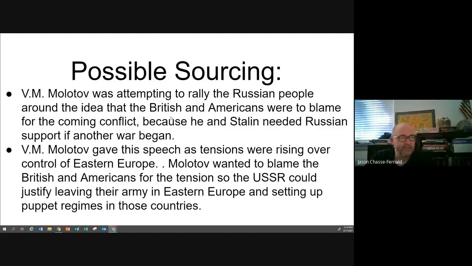As far as some sourcing ideas, one way to source it: Molotov is attempting to rally the Russian people around the idea that the British and the Americans were to blame for the coming conflict, because he and Stalin needed Russian support. Or, Molotov gives a speech as tensions were rising over control of Eastern Europe. Molotov wants to blame the British and the Americans for the tension, so the USSR could justify leaving their army in Eastern Europe and setting up puppet regimes in the Eastern Bloc countries. So there's another way of doing it.